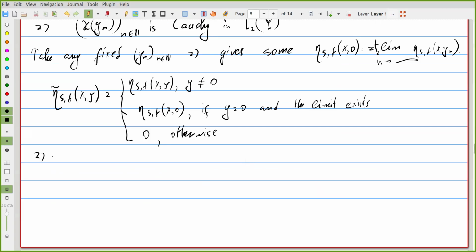So by the Kolmogorov-Chentsov, whatever you prefer, Kolmogorov continuity, there we conclude.